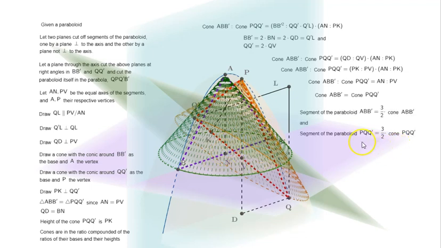But we know in proposition 22, we had seen the previous proposition, that the segment of the paraboloid ABB prime is equal to 1.5 times the cone ABB prime. And the segment of the paraboloid PQQ prime is equal to 1.5 times the cone PQQ prime. Now, since these two cones are equal, that means 1.5 times each of them will be equal to each other. That means the segments of the paraboloid will also be equal. Finally, we can say the segment of the paraboloid ABB prime is equal to the segment of the paraboloid PQQ prime.